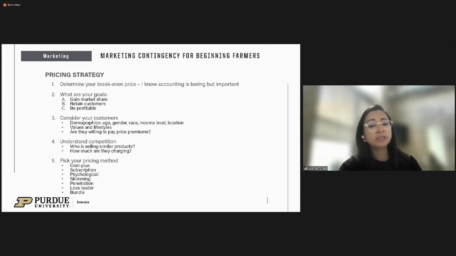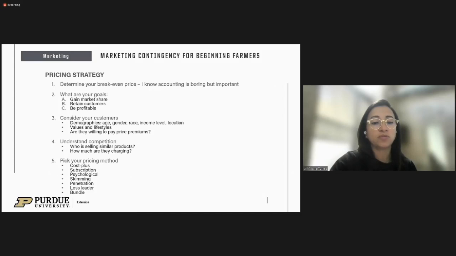So there are different strategies that can be adopted depending on what your goals are. If you're starting, you want to gain market share. If you've been operating for some time, you probably want to retain some customers, so you can adopt different pricing strategies for different products, or you just want to remain profitable. Depending on your customers, your pricing strategy is also going to change.